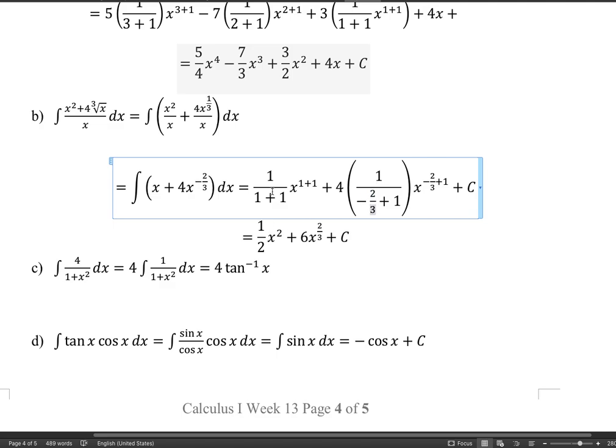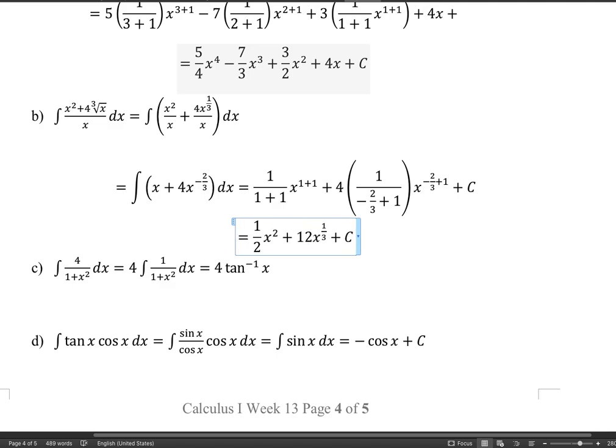And then I believe the first term should be fine, 1/2 x squared. And for the second term, negative 2/3 increased by 1 should be just positive 1/3, right? And then there's 4 in the front. The reciprocal of 1/3 is 3. 4 times 3, so I believe this should be 12. This should be 12 here. Now I believe it should be correct. As I'm saying, if you see anything not right or you have questions, just let me know.